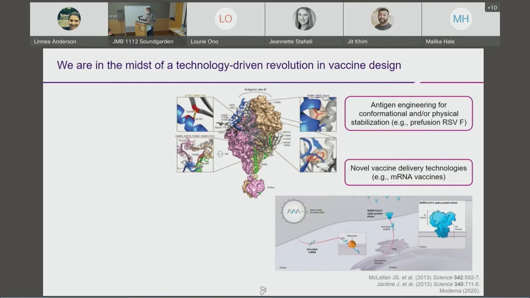So a second example, of course, is novel technologies for delivering vaccines, such as mRNA. I don't need to wax poetic about this. We've all seen what this can do.